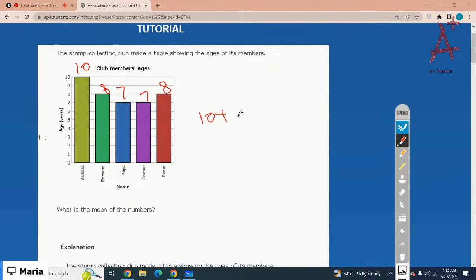Now for the mean you have to add them all and divide by 5 because there are 5 numbers. 1, 2, 3, 4, 5. Okay. 14 and 16, 30. It would be 40 over 5 and 40 over 5 is 8. That means the mean of the data is 8. Got it? The mean of the data is 8.